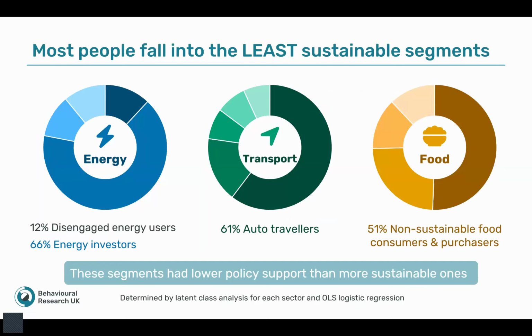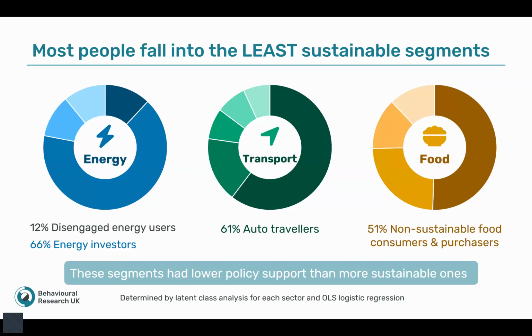So our multi-level analysis results highlight the sobering reality across all sectors. The majority of the individuals fall into the least sustainable population segments. From the energy sector, 78% of the participants were either disengaged energy users with minimal engagement in any sustainable energy behaviors, or energy investors who lacked smart meters, even though they invest a lot in energy efficiency.